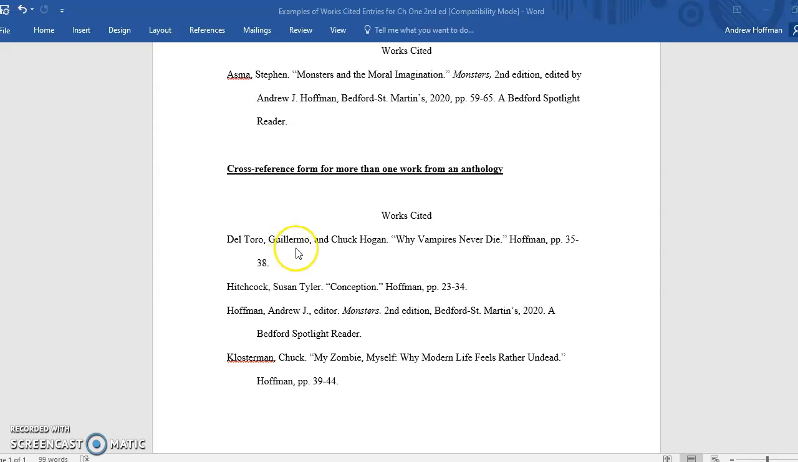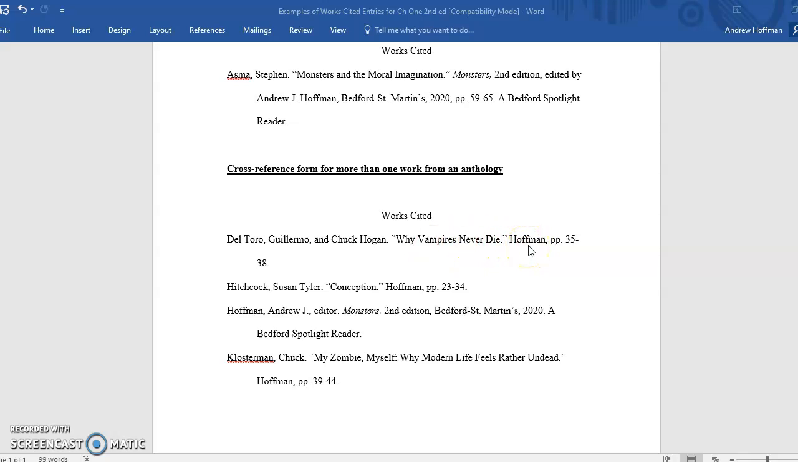So the first article is the Guillermo del Toro and Chuck Hogan piece. Please note that only the first author's name is inverted, del Toro, comma, Guillermo, comma, and then Chuck Hogan, straightforward, period. Then the title of the article, in quotation marks, the period right here, Why Vampires Never Die.